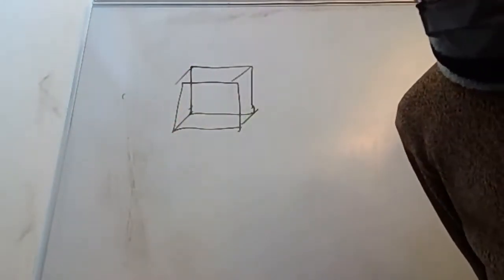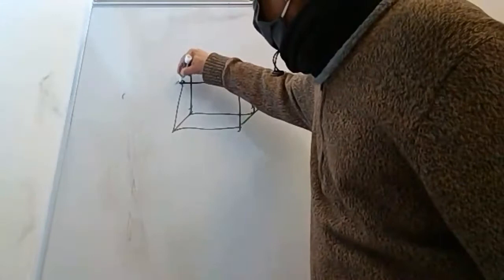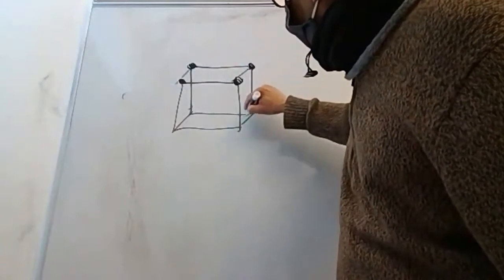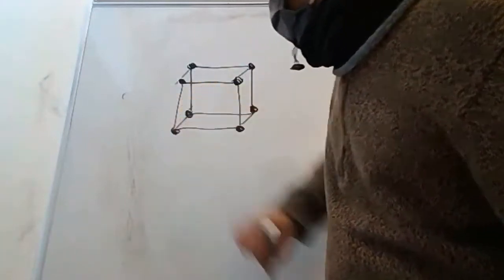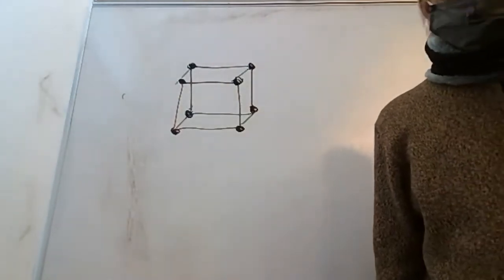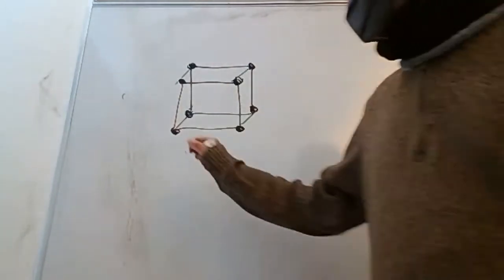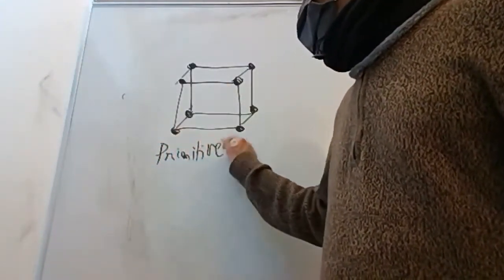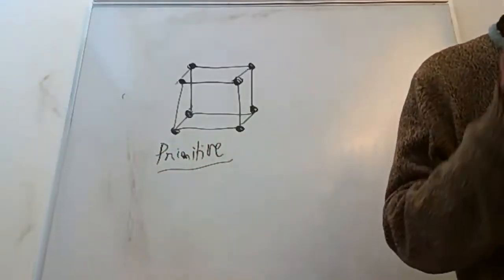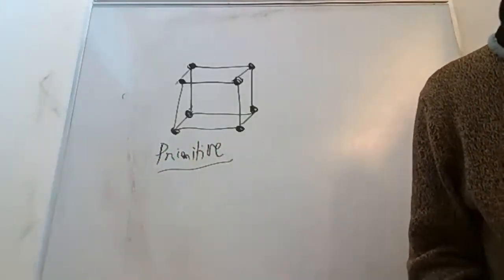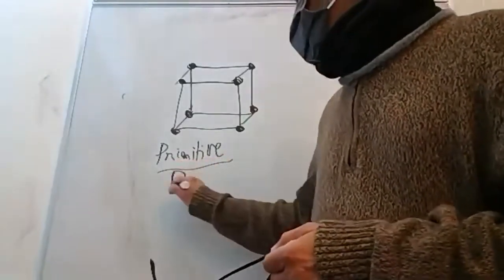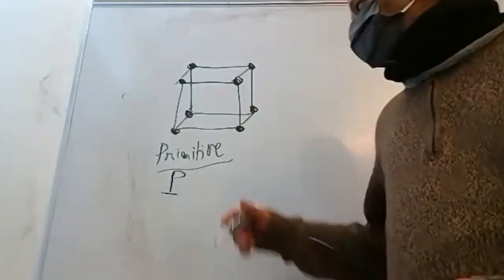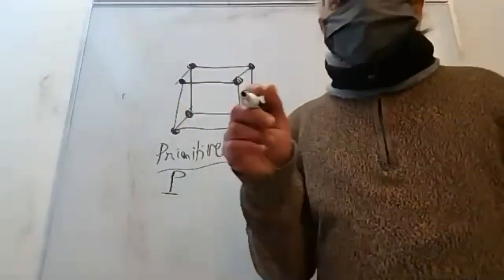This is a simple cube. If you have atoms or the bases only at the corners, but nowhere else, then we call this primitive cube. The primitive cube cells are given a letter P. So when they say P-type cube, basically what they're telling you is this is cubic with atoms or bases only at the corners.